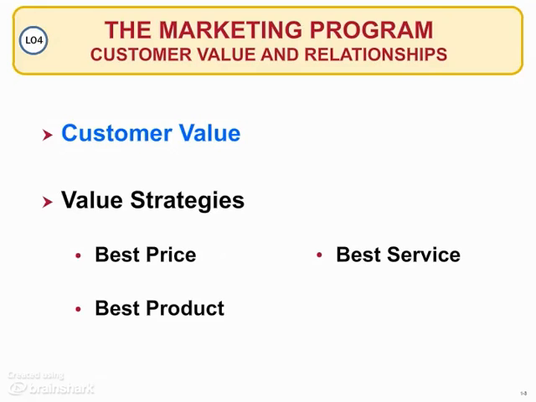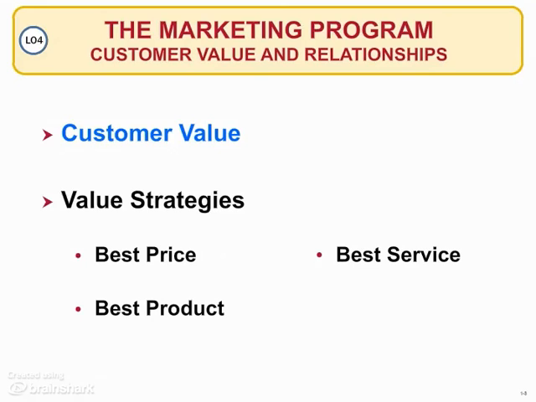Another value strategy is having the best product. They want to have the best product out there. People will spend a little bit more for better, high quality products. So which companies base their business on the best product value strategy? These are companies like Starbucks, Nike, and Johnson & Johnson.